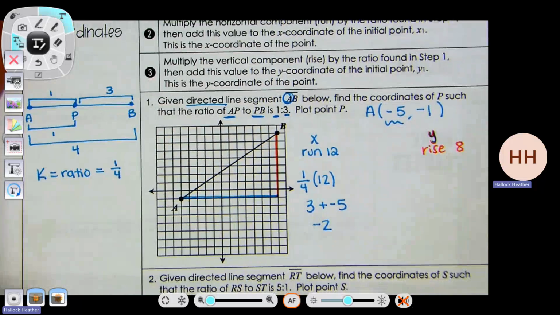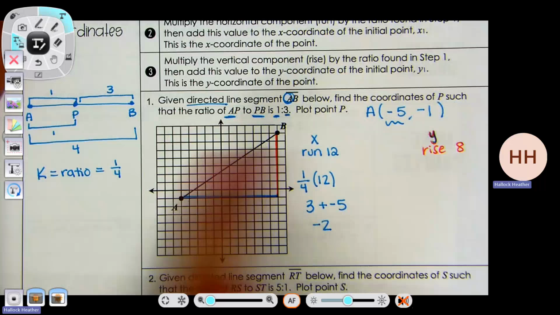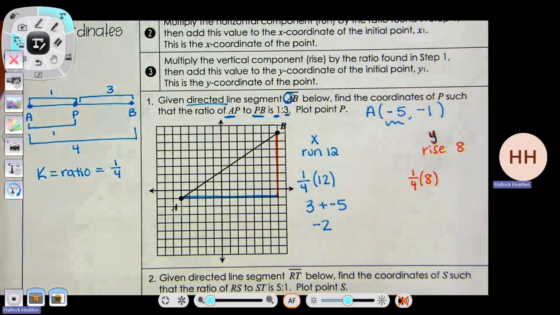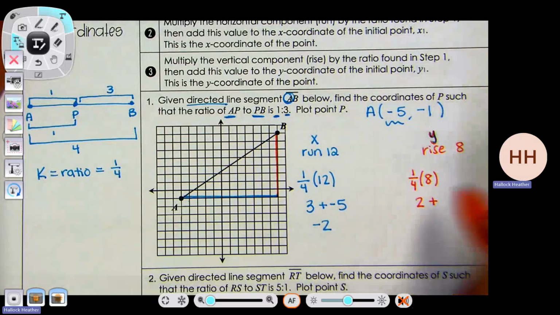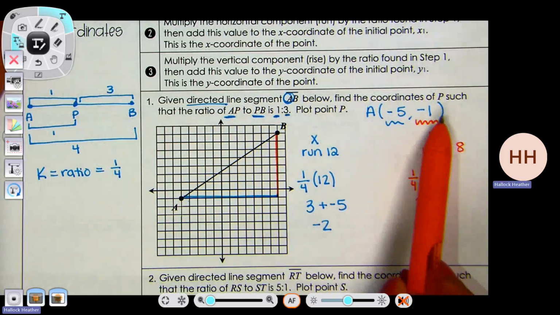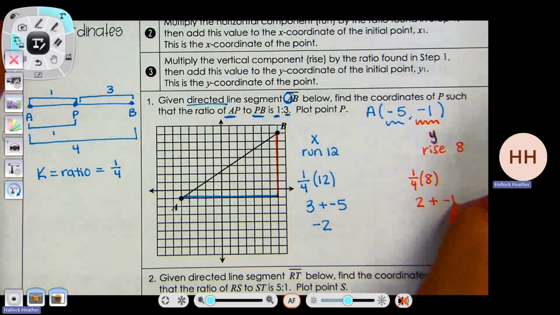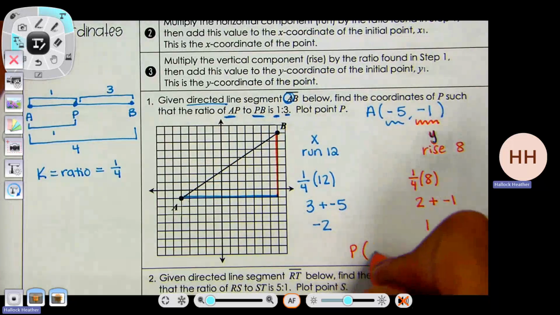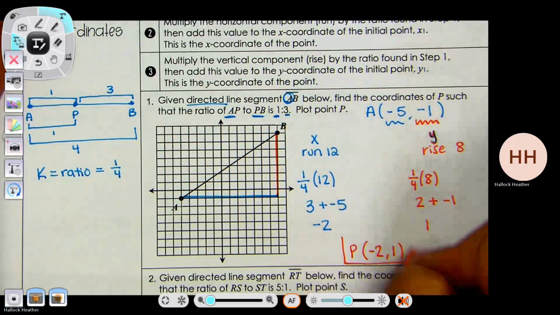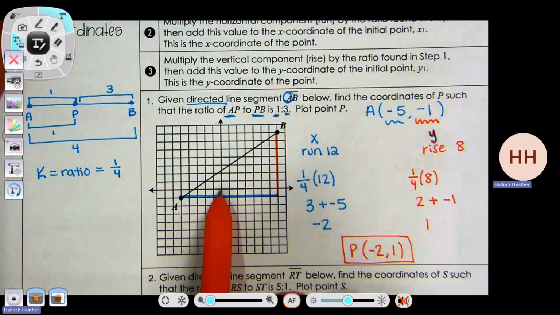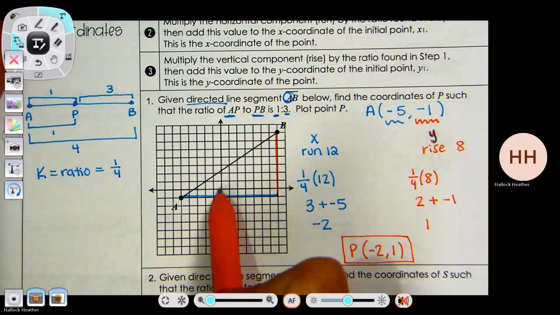I'm going to do the same thing for y. I ran a total of 8. I want to go 1/4 of the way. So I'm doing 1/4 times 8, which is 2. And I'm adding where I actually started on the graph, which in this case is -1. That's why I wrote out the initial point. That's where I'm starting. That's the value that I'm using. So I'm adding -1, which is what? 1. So P, the partition point, is at -2, 1. I want you to add that to your graph. It should fall on your line. So take a second, plot your point. That is the answer.